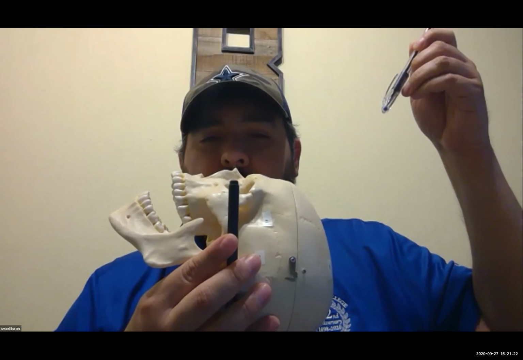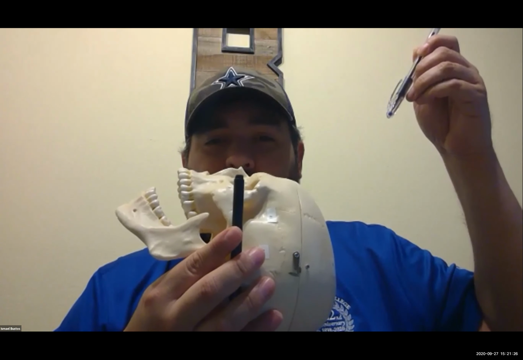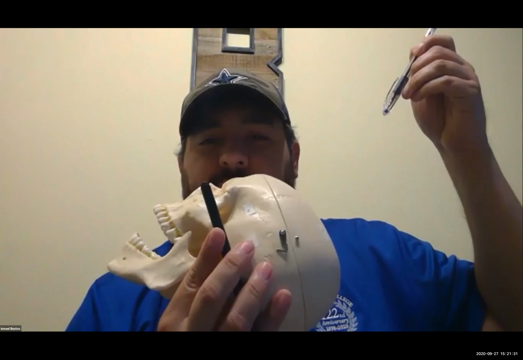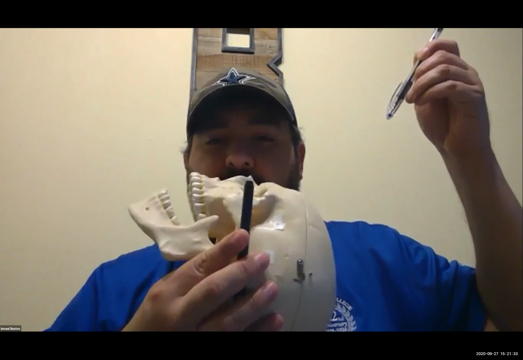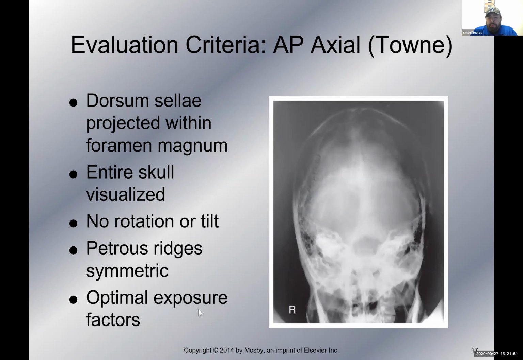If you see the dorsum sellae projected below the foramen magnum, that means you had too much angle. Either you were angled too much with your CR, or your head was flexed too much, right? Insufficient extension. You need to extend it more. All right, so that hopefully will help you visualize what happens when you extend or flex the head too much, and then how to fix it, okay? So let me go back to this. All right, and then of course, optimal exposure factors, sharp lines, bony trabecular markings.